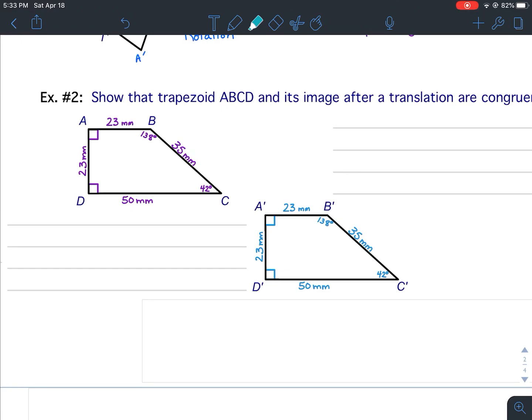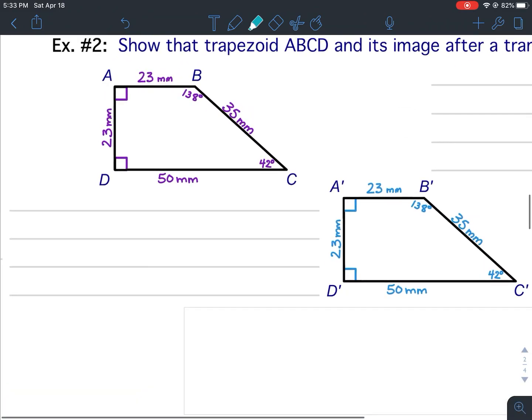Now guys, this is a lot of writing, but I'm doing it with you. And we're going to do this on example 2 and example 3, and we won't do it for example 4 and 5, even though it does ask us to do that. Okay, so let's start with the angles. So let's start with angle A.